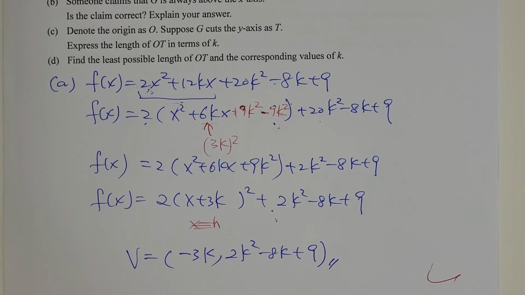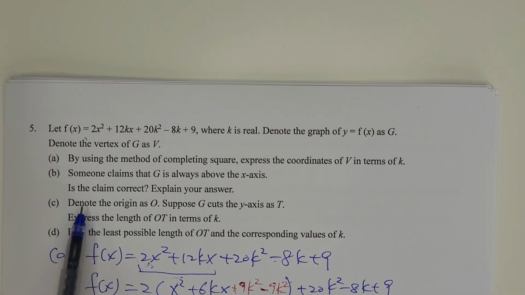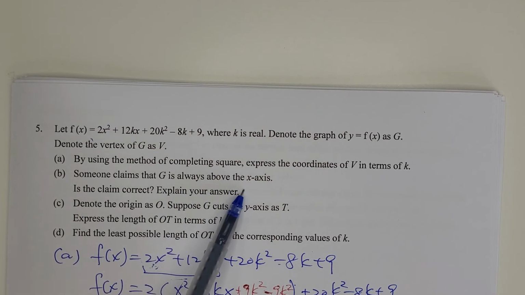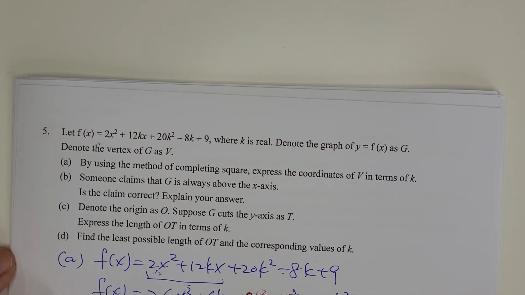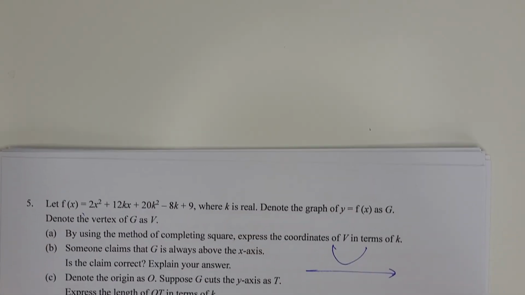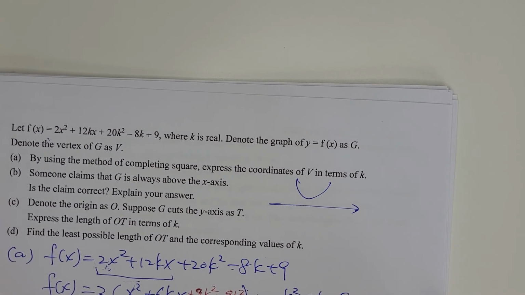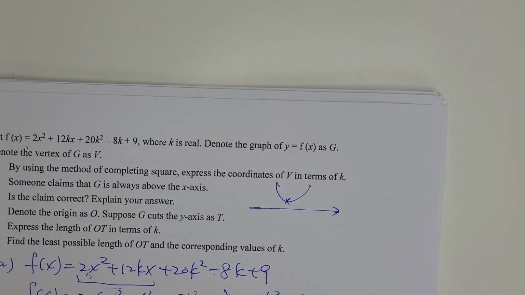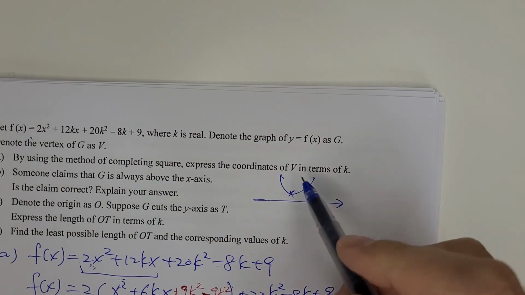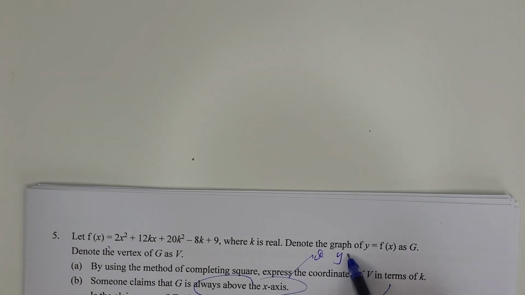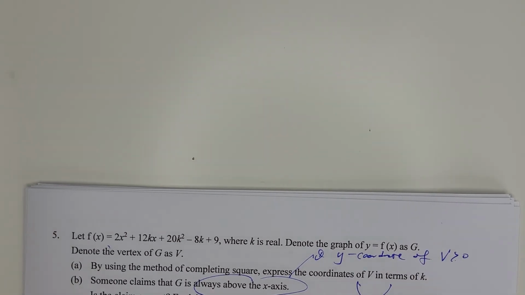So let's finish the first part. And part B, the question asks that someone claims that G is always above the x-axis. Is the claim correct? Okay, give reason. So you can see, if I want the graph always above the x-axis, there are some conditions you need to satisfy. The first one, the vertex is always above the x-axis. Okay, that means the y coordinate of V is always positive.